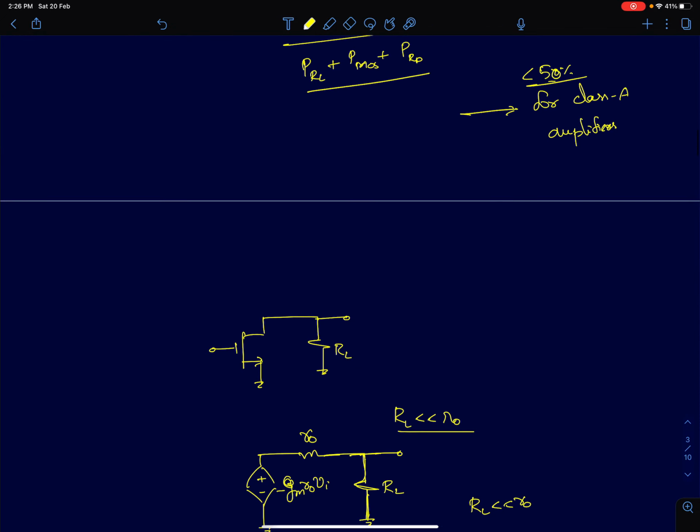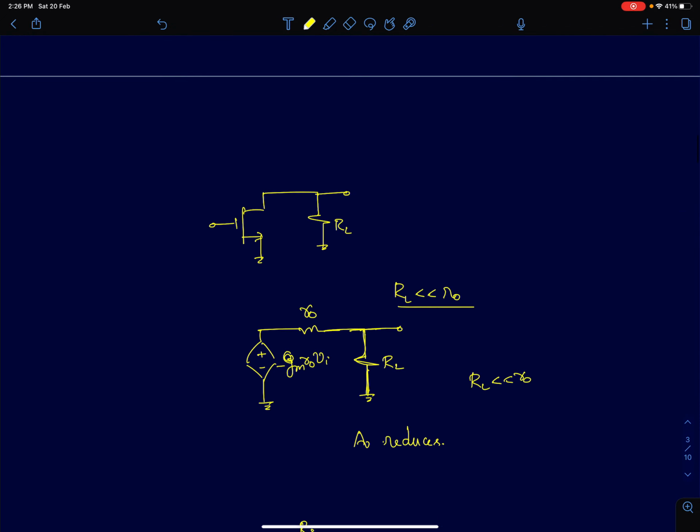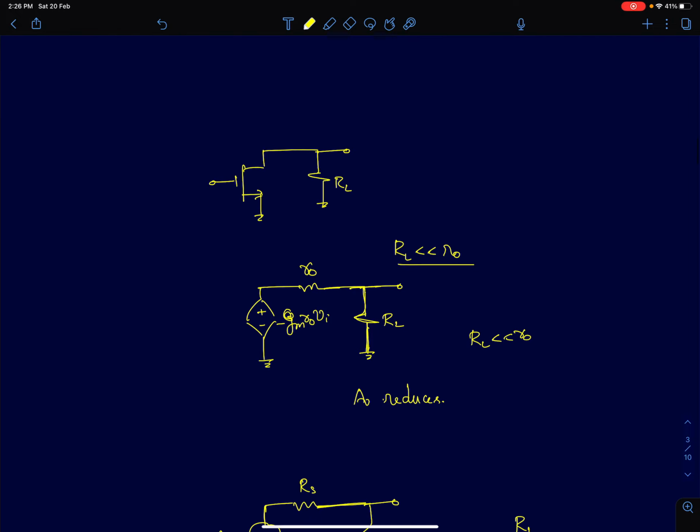So now we'll talk about another amplifier configuration, but first I'll introduce a problem with amplifying in the presence of small load resistors. So let's say we use a common source amplifier. The intrinsic gain of a common source amplifier is GM/R0, which is very high. But the moment you connect it with a finite load resistance, the load resistance will start loading the amplifier.